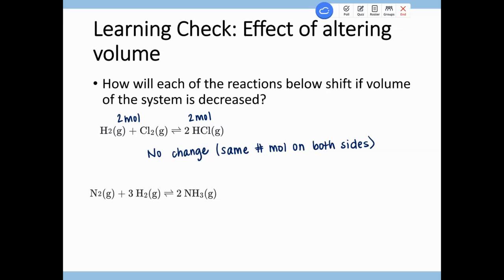Second reaction, 1 mole of nitrogen, 3 moles of hydrogen, that's 4 moles on the reactant side. And then 2 moles of NH3, 2 moles on the product side. So when the volume is decreased, the reaction shifts toward the side with fewer moles, so this shifts right.